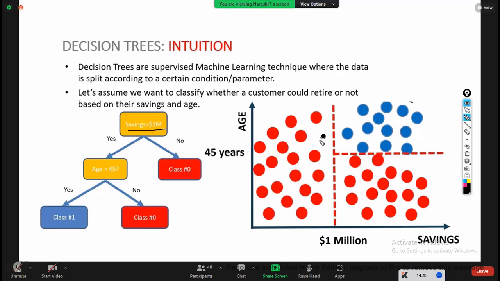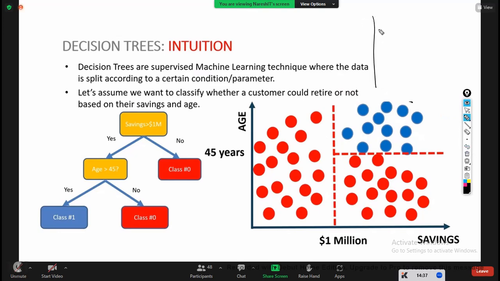Is that clear, guys? Now, let us assume I have one more point like this. If the savings are greater than 1 million, and at the same time the age is also greater than 45, does this person have to retire or not? It means he can retire.